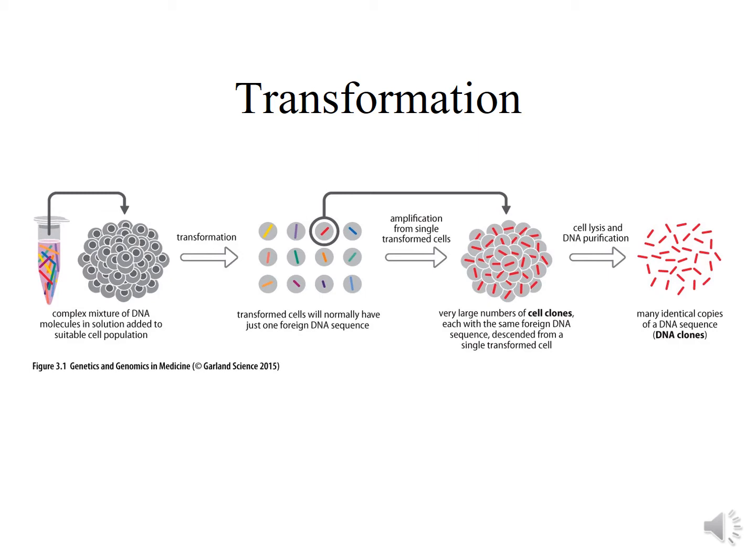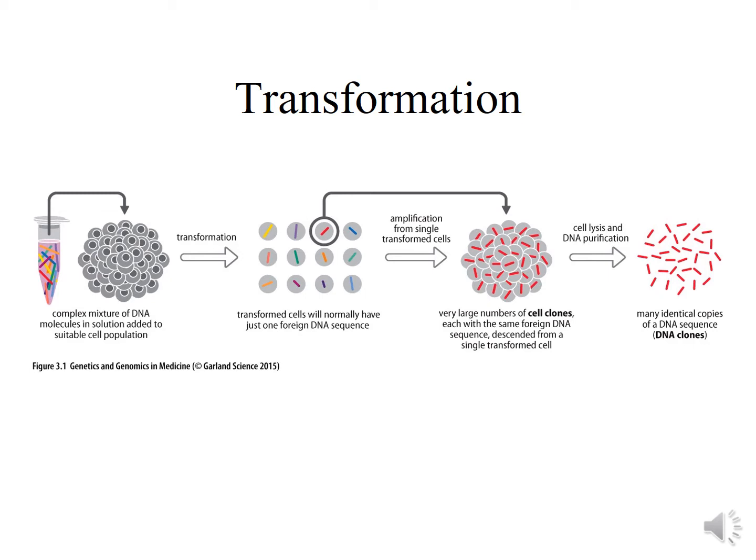In the transformation procedure, a complex mixture of DNA molecules in solution is added to a suitable cell population. The process of transformation is the mixing of the DNA with the cells. Transformed cells typically take up only one foreign DNA sequence. These cells can then be selected and amplified from a single transformed cell. A very large number of cell clones, each with the same foreign DNA sequence, descends from a single transformed cell.